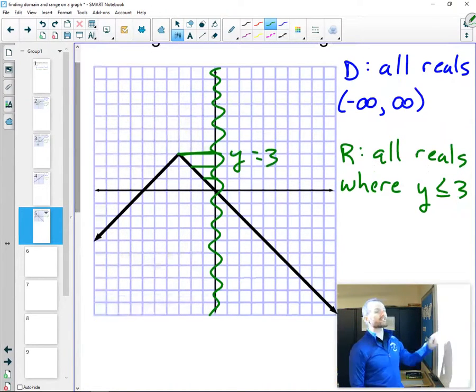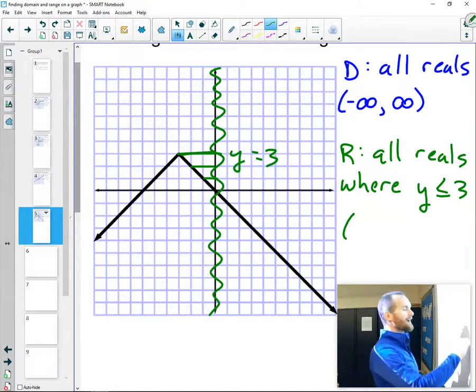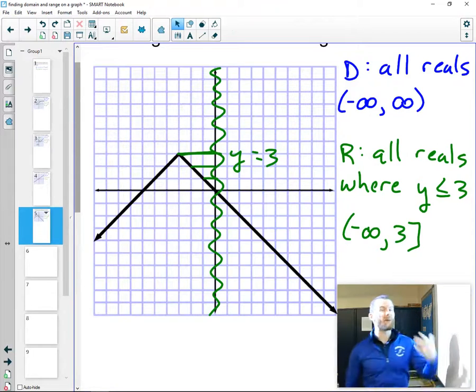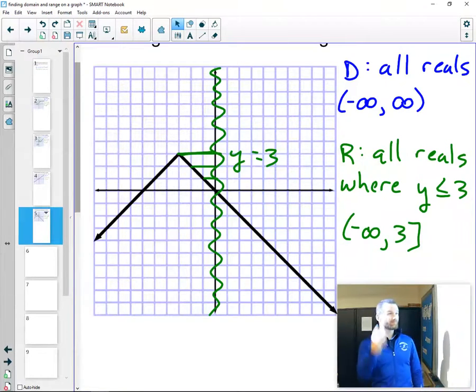Now, if we wanted to do this in set notation, we have to say from negative infinity to positive 3, because 3 is the maximum range value. It's the maximum value of this function. So the domain was all reals. The range was all reals where y is less than or equal to positive 3.